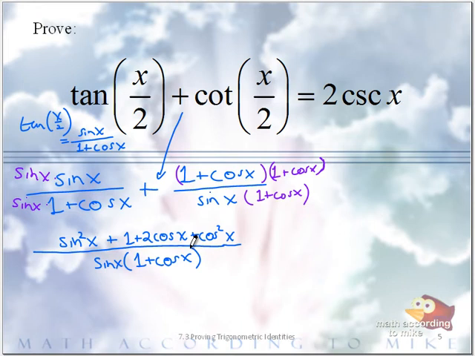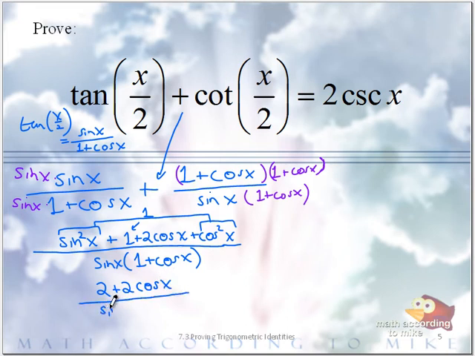So notice you have sine squared plus cosine squared at the front and end of the numerator. It doesn't matter where they are because addition's commutative. Sine squared plus cosine squared is 1. With their powers combined, it's like Wonder Twins. This gives you 1. 1 plus this 1 makes 2. So the numerator is 2 plus 2 cosine of x over sine of x times the quantity 1 plus cosine of x.